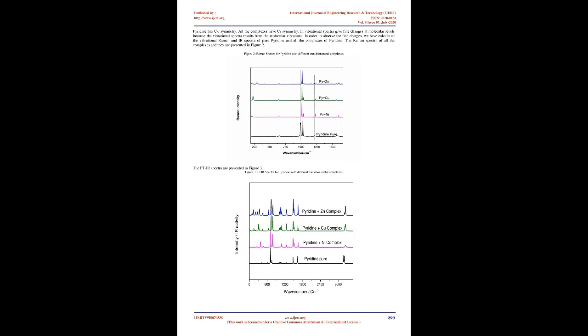Experimental. The pyridine liquid was purchased from Merck, Darmstadt, Germany and directly used without further purification. FTIR and laser Raman spectra for pure pyridine and 3 transition metal complexes were obtained. The FTIR spectrometer used was the Perkin-Elmer Spectrum 65 FTIR spectrometer. The FTIR spectra were recorded in the range 400-4000 cm-1 with the samples kept in the form of KBr pellets.